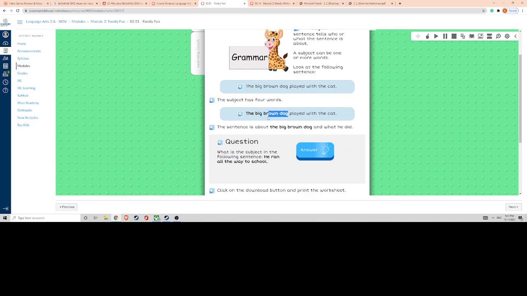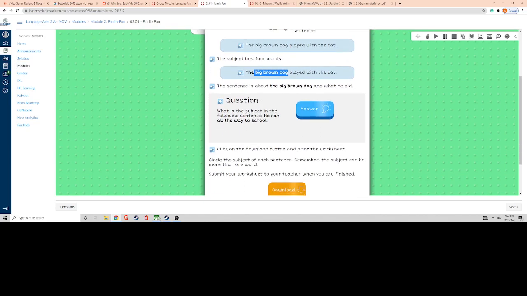So this sentence is about what? It's about the dog. It's about the big brown dog. So this is the subject. The sentence is about the big brown dog and what he did. So what he did is the verb, played. But the subject is the big brown dog, meaning the sentence is about the big brown dog.